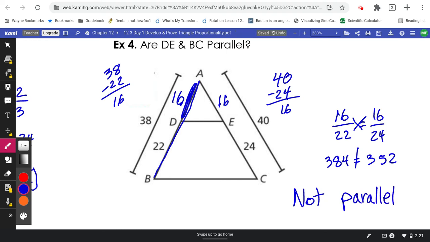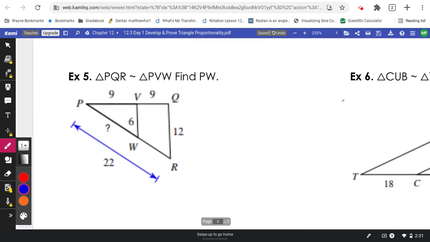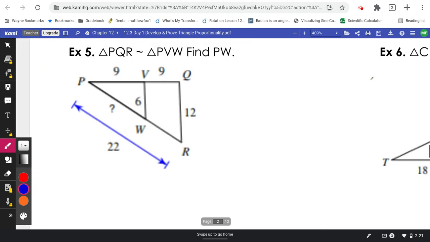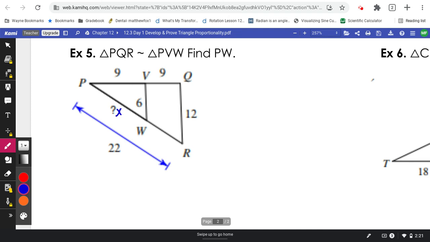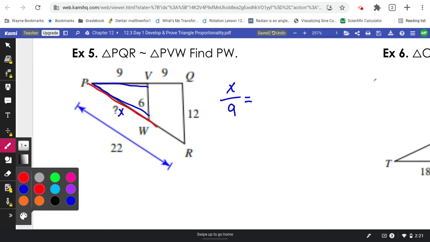All right, on to the next one. Down here, we see that PQR is similar to PVW. Find PW. So PW is right here. That's our X. So I can start, if I do X over 9, that would be right here and here. Now if I do that, I can set that equal to this whole thing over this whole thing.